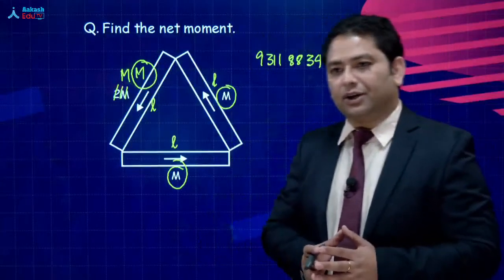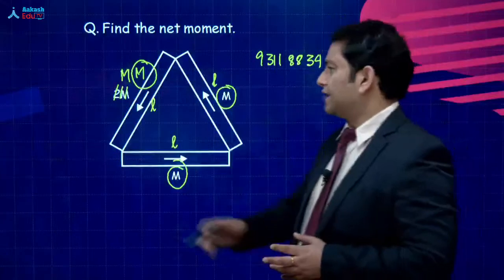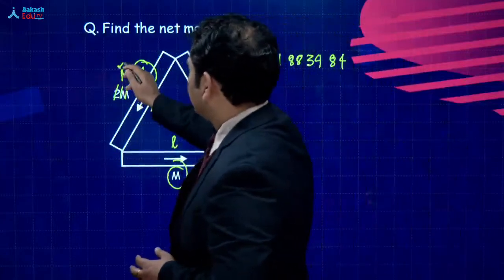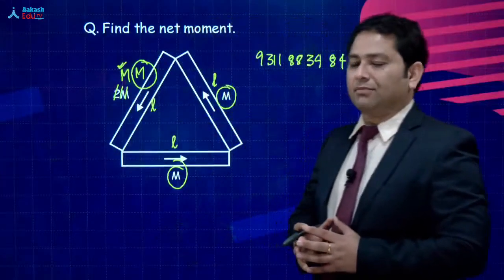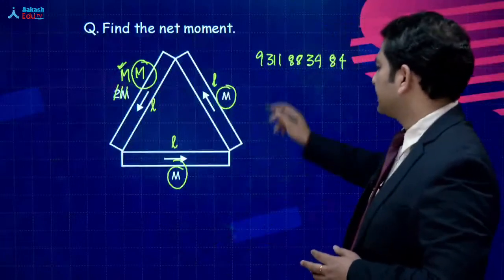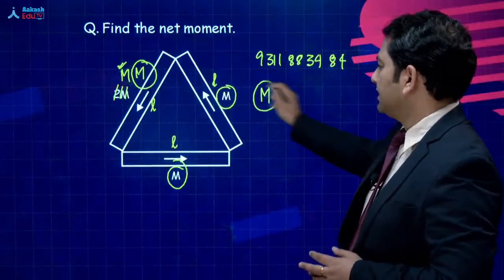Yes, Anshula, your answer is correct. अब बचा जो additional है, that will be having a magnetic moment m. यानी the resultant magnetic moment that is equals to m.